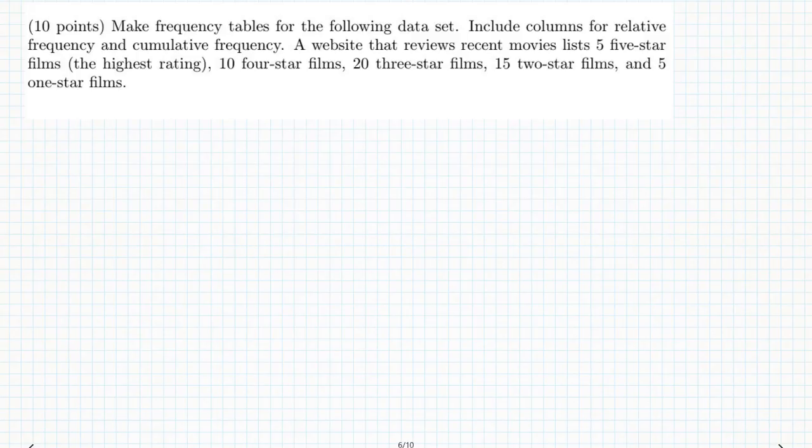So for our next one, we want to make frequency tables for the following data set. Include columns for relative frequency, cumulative frequency. A website that reviews recent movies lists 5-star films, the highest rating, 5 5-star films. Then we have 10 4-star films, 20 3-star films, 15 2-star films, and 5 1-star films.